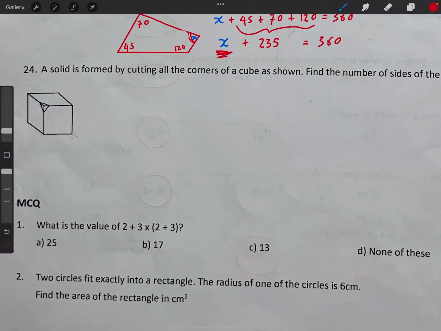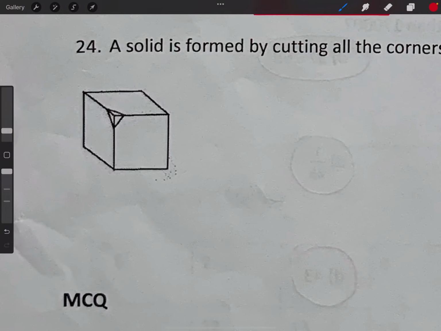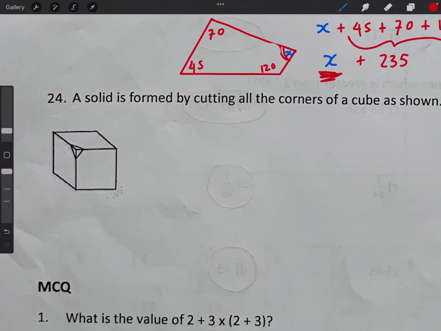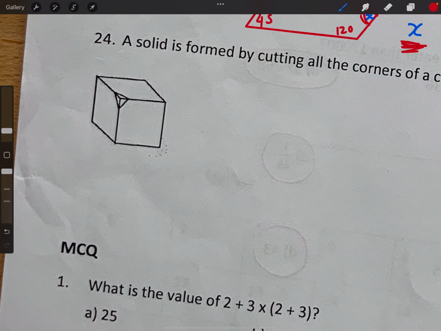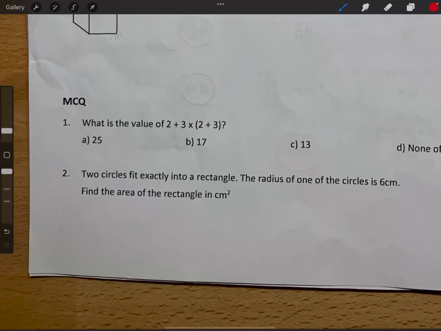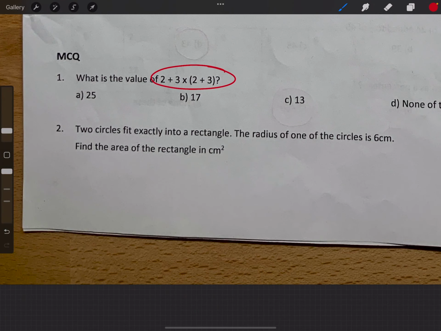Next one says a solid is formed by cutting off the corners of a cube as shown. Find the number of sides of the new solid. Okay, so this one you just have to think for a bit. How many sides does it have? Some of them sides. So faces. How many faces? So you just count it. This one is BODMAS. You can do that on your own. Question 2.